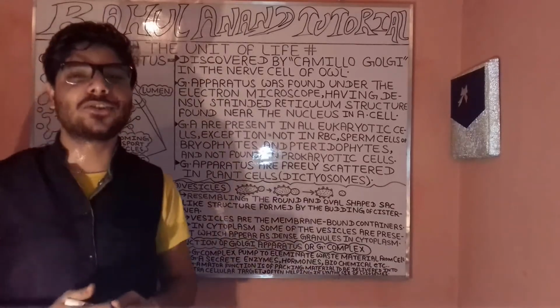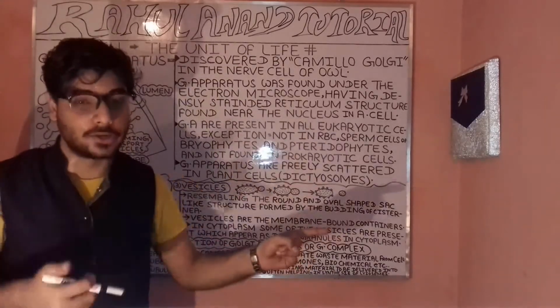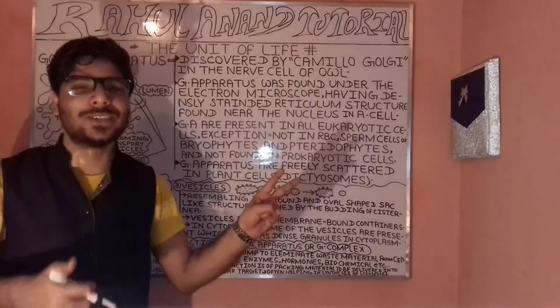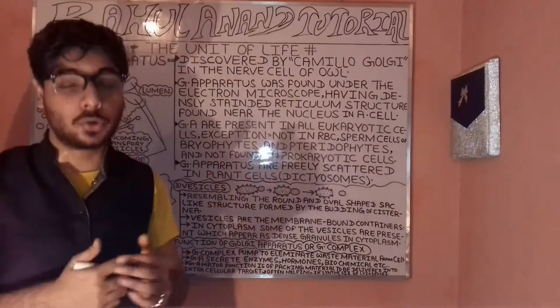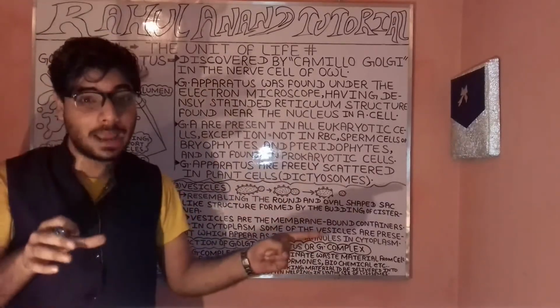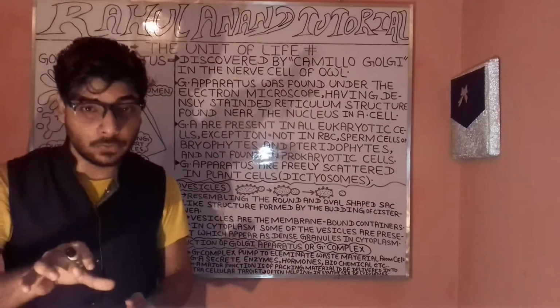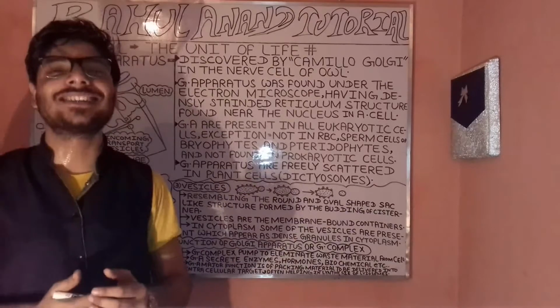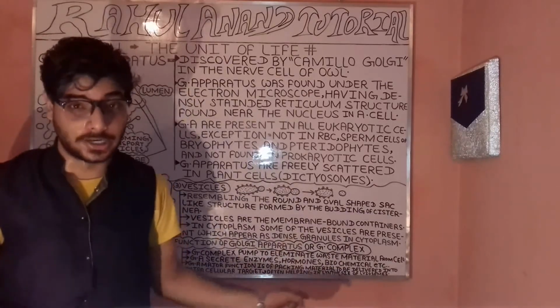So these are playing an important role in the synthesizing of the lysosomes. And you are very clear about that, what actually the lysosomes are. These are found in the eukaryotic cell. Remember what the eukaryotic cell is? The cell which has a defined nucleus as well as the other cell organelles comes under the eukaryotic cell.